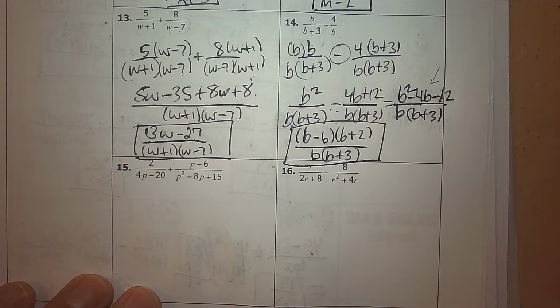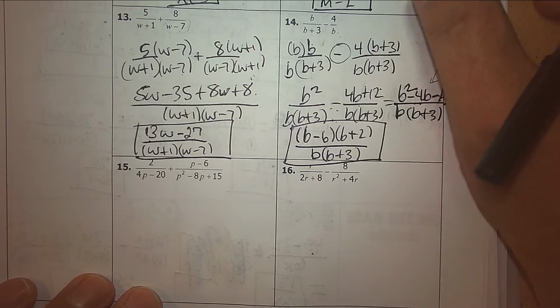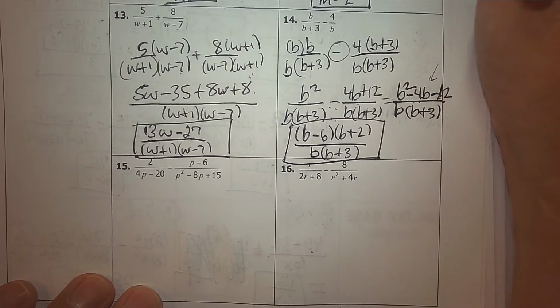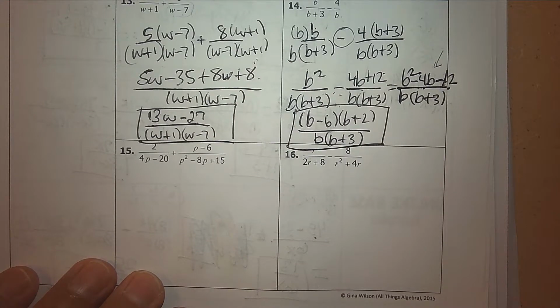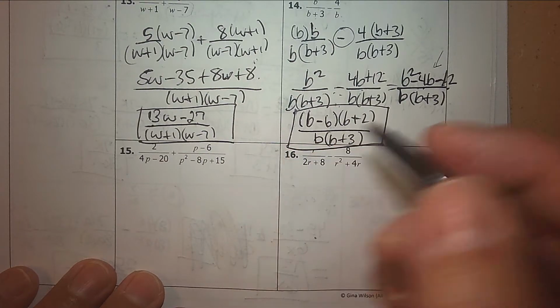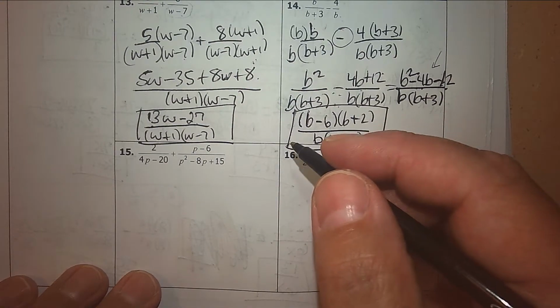So can you tell me in number 15 how I should start, or you can ask for help. Okay, how do I do that? What should be my first step to find the common denominator?